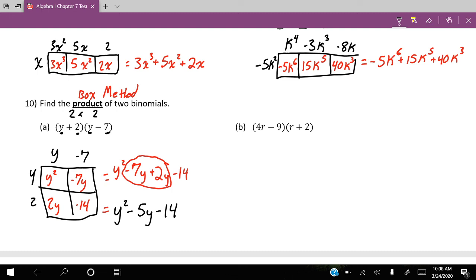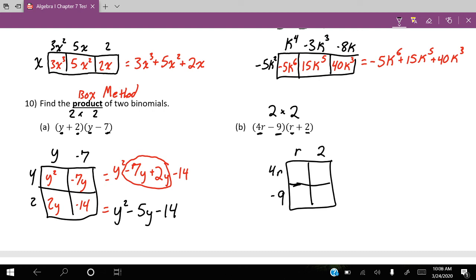10b is our last problem for today, which I'm pretty sure some of you can be like, finally. All right, we're going to do the same thing. Find our dimensions of this box method. So 4r minus 9 times r plus 2. So 4r minus 9 has 2 terms. R plus 2 has 2 terms. So our box is going to be a 2 by 2. So 4r minus 9 goes on the left. R plus 2 goes on the top. And we're simply going to multiply these out. 4r times r is 4r squared. 4r times 2 is 8r.